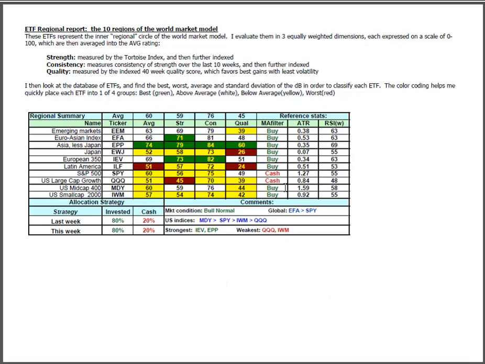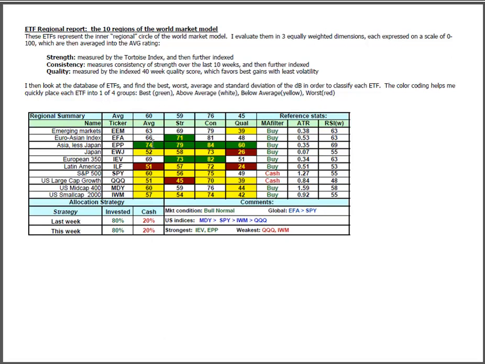ETF2 regional report. Two of the indexes, both in the U.S., U.S. large caps and tech, are both on cash. The other eight are on a buy signal based on the moving average filter. And that's what keeps us at 80% invested, 20% cash in the model portfolio.